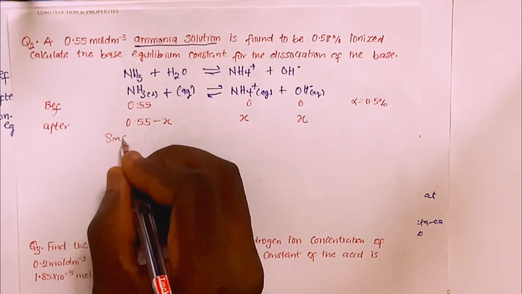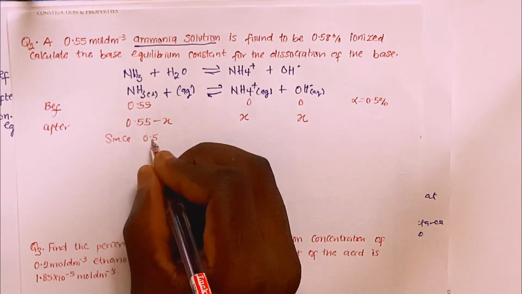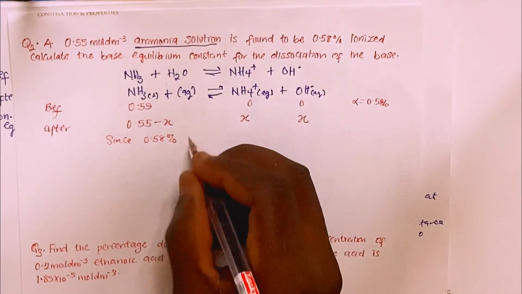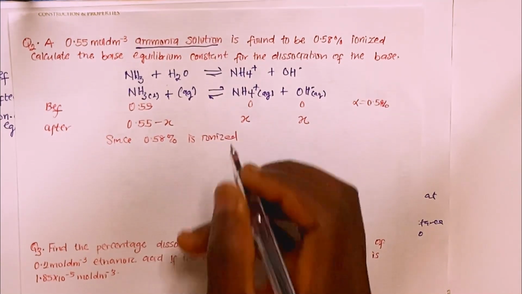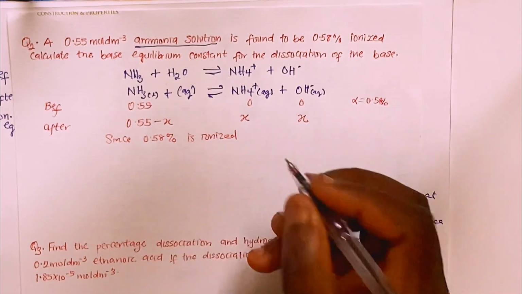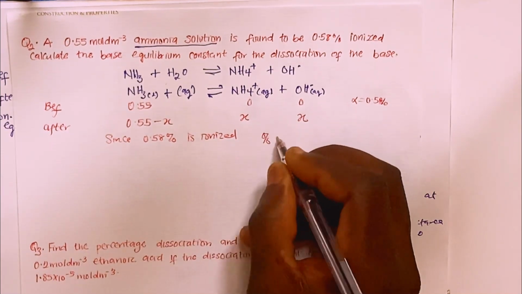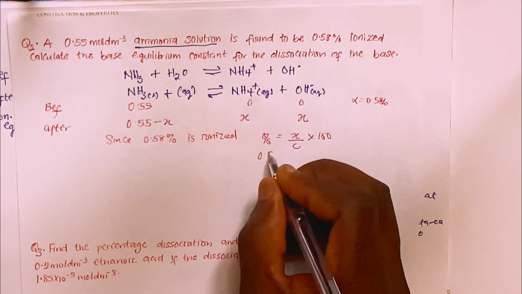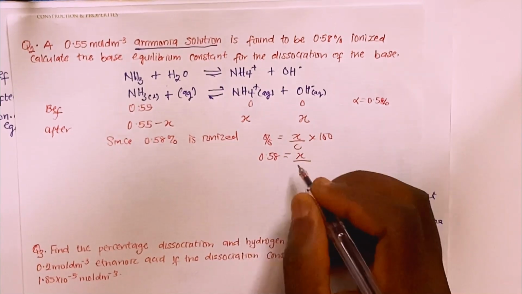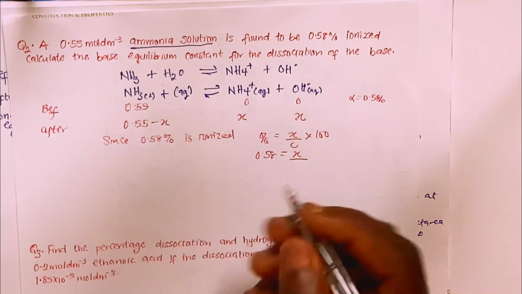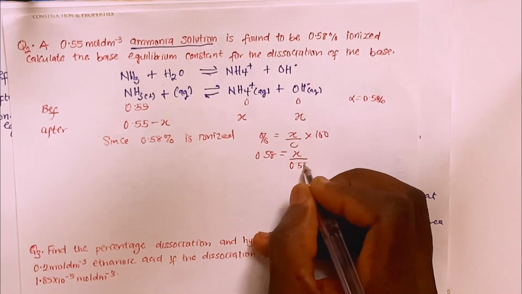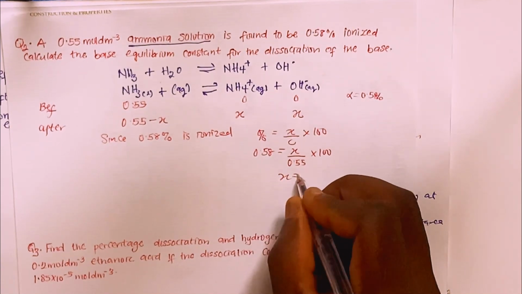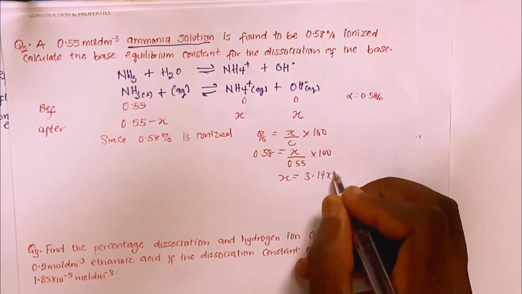Since 0.58% of the solution is ionized, I'll use my percentage dissociation formula, that's X over C multiplied by 100. So my percentage is 0.58 equals X over C. My C is the concentration of ammonia solution before the reaction, which is 0.55, multiplied by 100. So my X is going to give me the value of 3.19 times 10 raised to power minus 3.